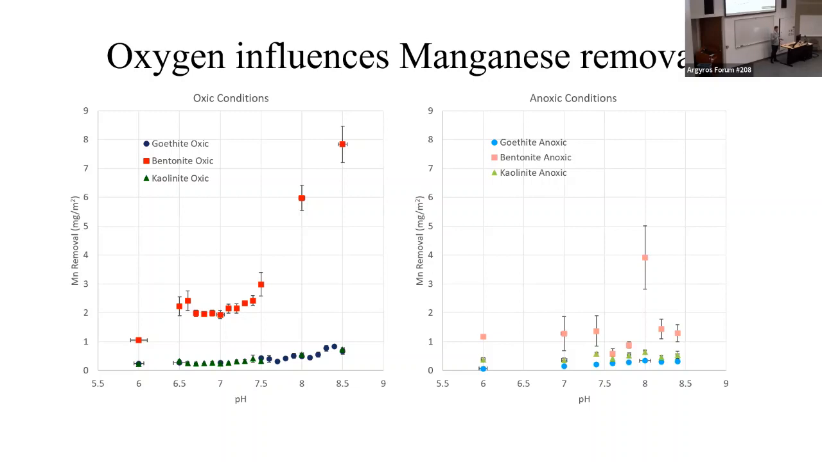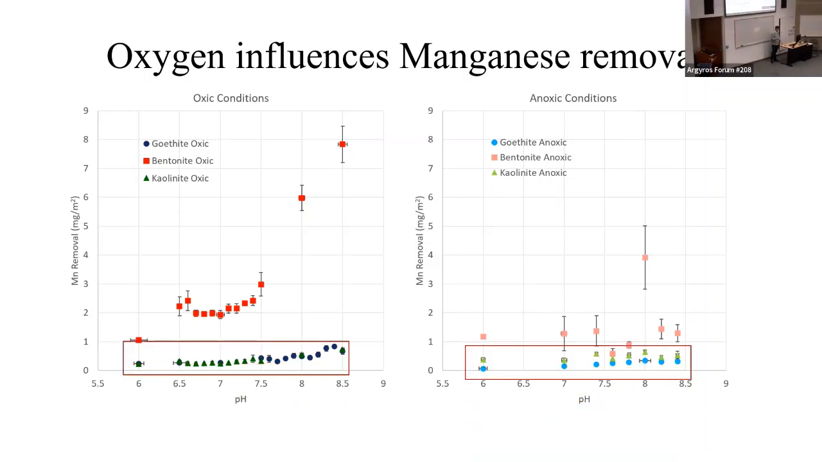So this leads to the main conclusion for this particular slide, that oxygen influences manganese removal. And this is because in the presence of oxygen, manganese will actually precipitate out. If you remember back from that cycle, this is the red arrow, which is precipitation.